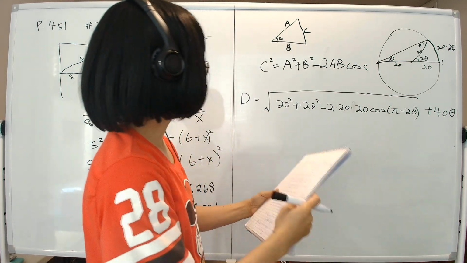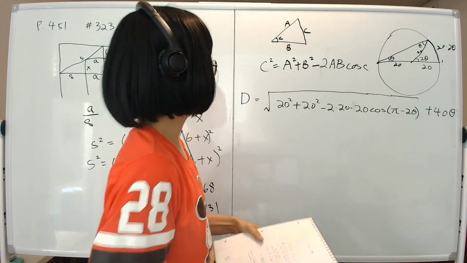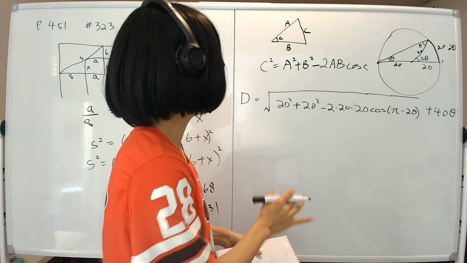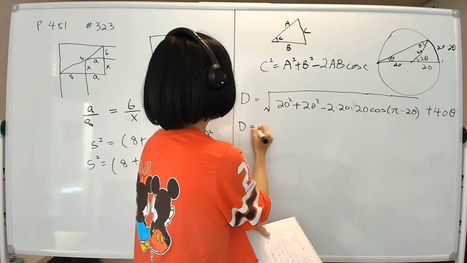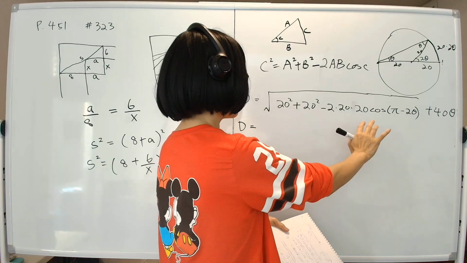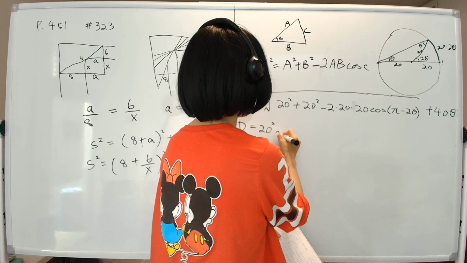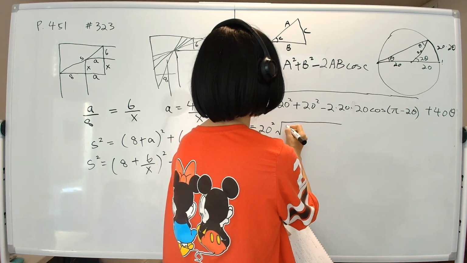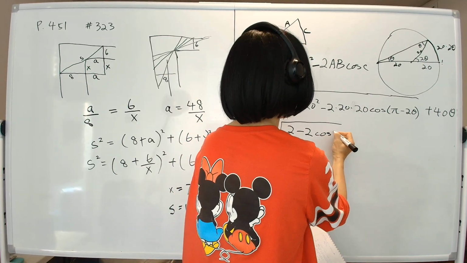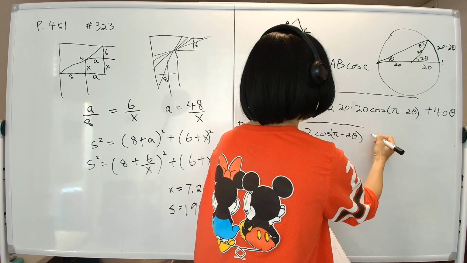All right. Now we are stuck with a bit of grunt work, but it actually comes out pretty neat. So I'm going to finish doing this. So D equals, you have 20 squared all the way through, so I'm going to take it out. So we have 20 squared here, and then we keep it a little simpler. That's 2 minus 2 cosine of, in parentheses, pi minus 2 theta, and then plus 40 theta.